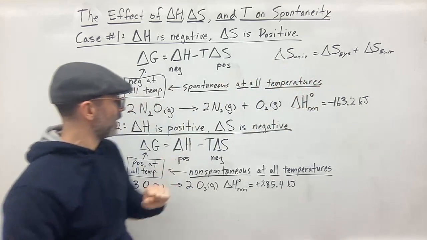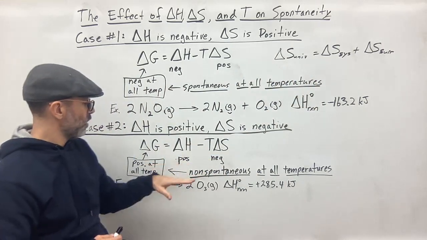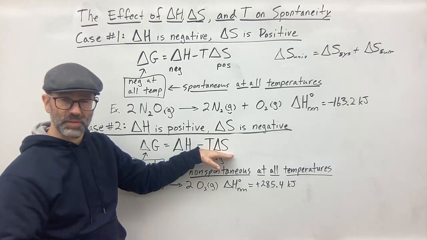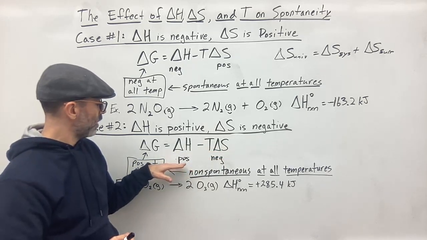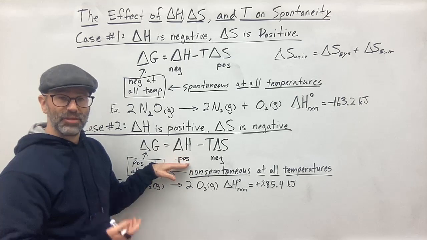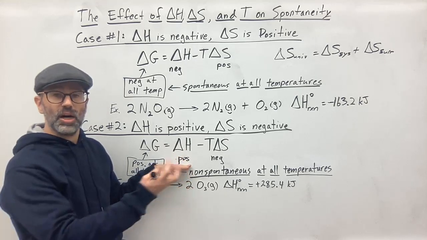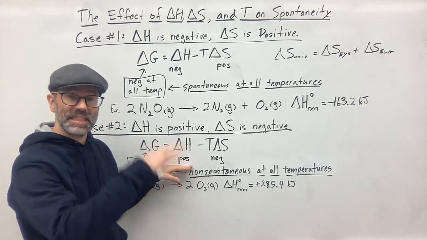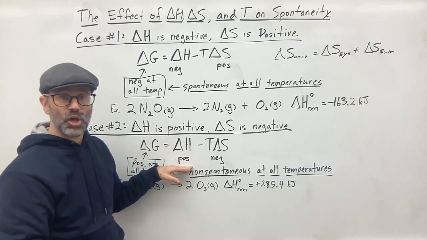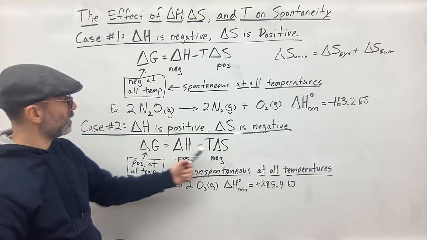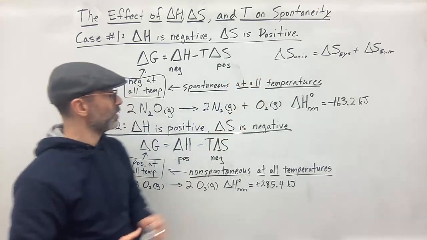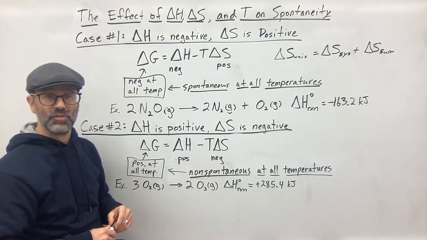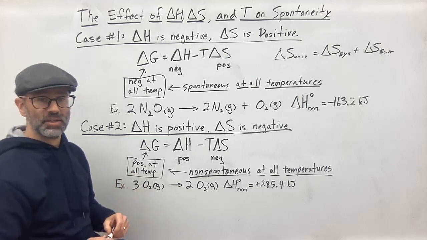So under these conditions, where you have a negative delta S of the system, and you also have a positive enthalpy of the system, meaning that it's absorbing energy from the surroundings, and therefore the surroundings is going to decrease in entropy, both are decreasing. So the change in the entropy of the universe is negative, and therefore this is not going to be spontaneous.